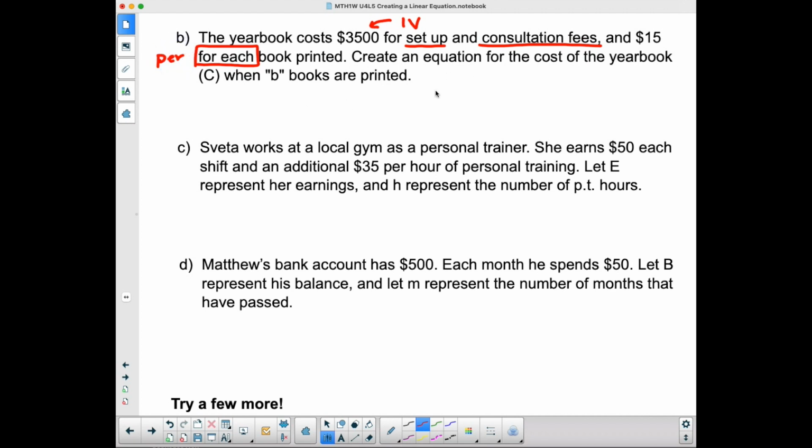Create an equation for the cost of the yearbook, C. So we're trying to find the cost of the yearbook, and it's going to equal the initial value, the opening cost. They have to pay this $3,500 no matter what. And then on top of that, they pay $15 for each book sold. So if they sell no books, then it's just the $3,500. If they sell one book, it's $3,515. We don't know how many books they're going to sell, so we have to put a B beside that 15 to stand in for what we don't know.